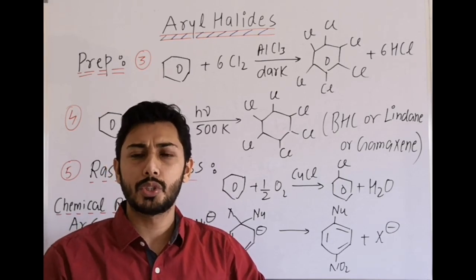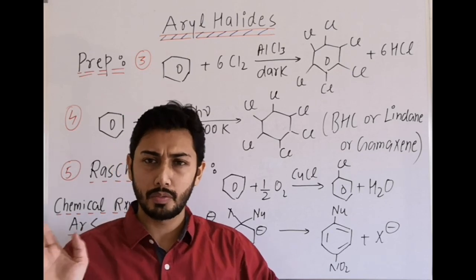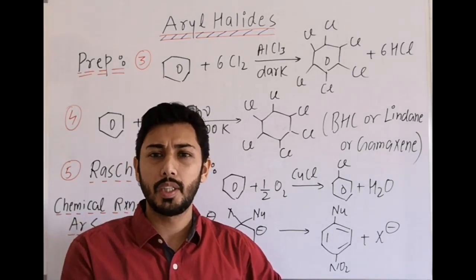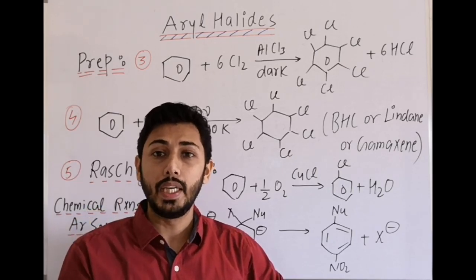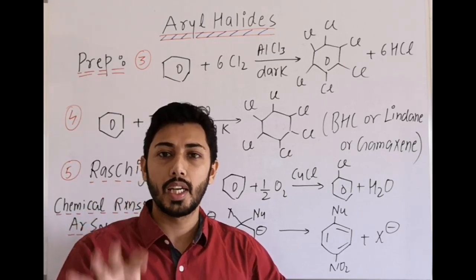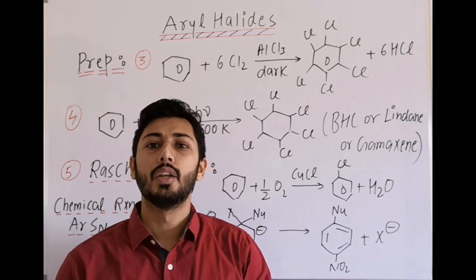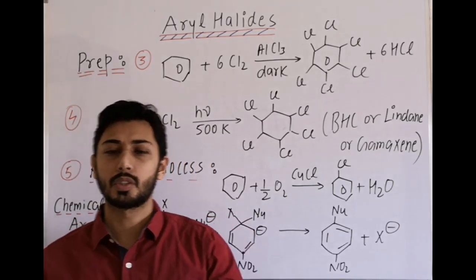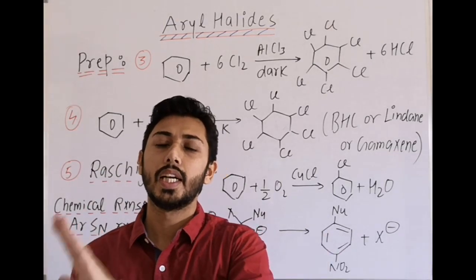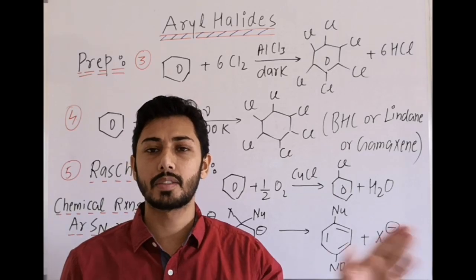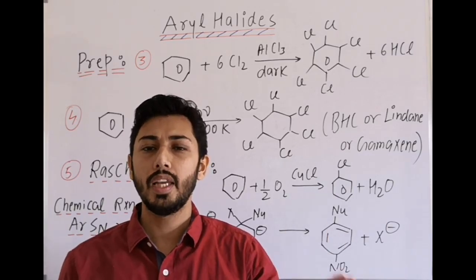If the electron withdrawing group is at the meta position, then the reaction will not be possible, or we can say there is very little possibility. So the condition is that a strong EWG should be present on the aryl halide either at the ortho position or para position, then nucleophilic substitution is possible. But the general point is that aryl halides are very less reactive in nucleophilic substitution reactions as compared to alkyl halides.